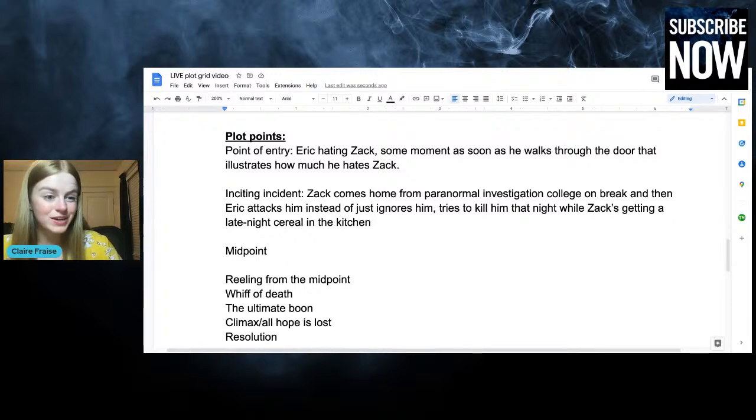But that would also be a very good midpoint, because that would really change the story. Or they can figure out that it's an alien who's possessing, and not just Eric trying to kill Zach or Zach trying to kill Eric. Up until then they have to figure out what is hurting them, and then the midpoint shifts things because now they know what's hurting them. They have to figure out how to stop it. So something along those lines.